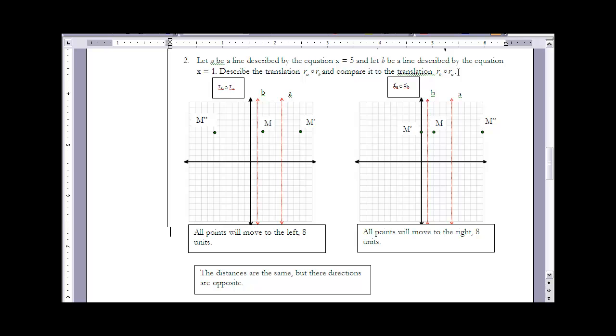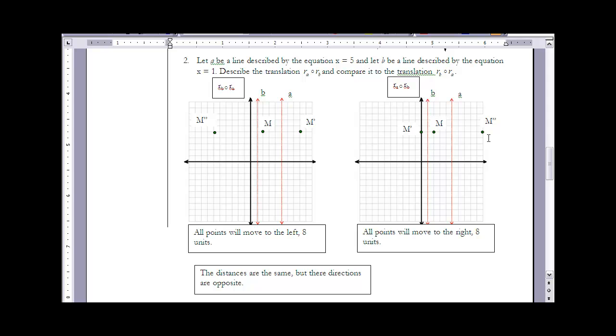Okay? So you'll notice in this one over here, I take M, I first reflect it over A, and then I take that point, M prime, and reflect it over B to get M double prime. Okay? And over here, I'm going to start by reflecting over B, and then taking that image point and reflecting it over A to get my final image.